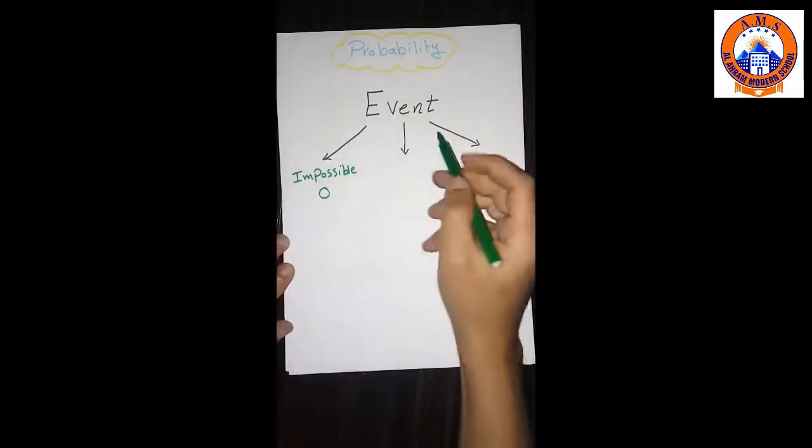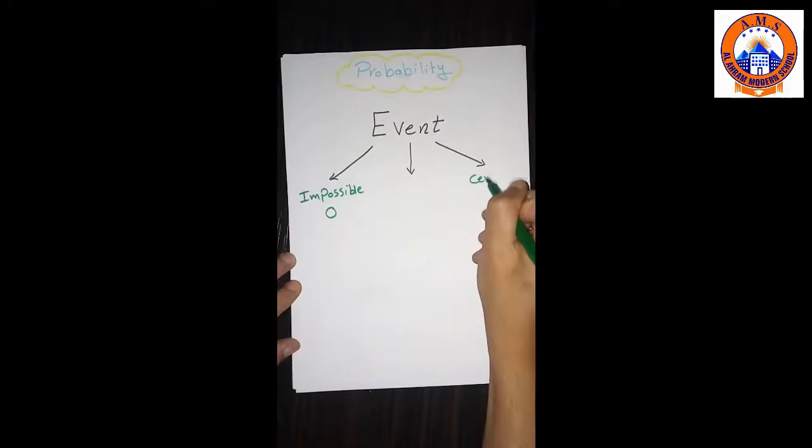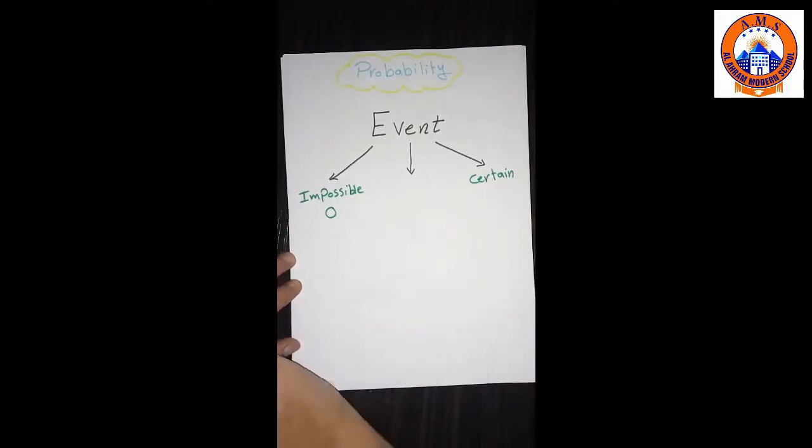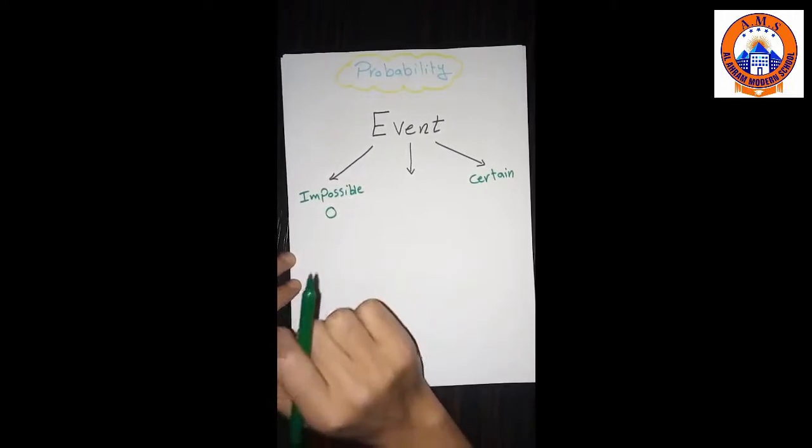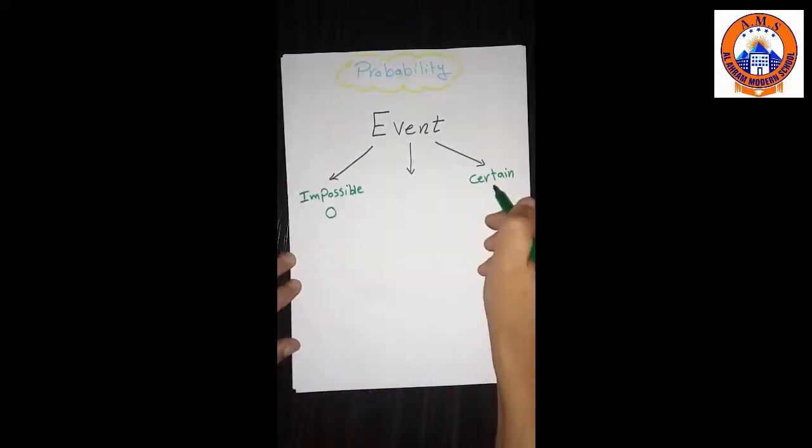And this event may be a certain event, like if I'm throwing my phone, it will be destroyed. So this is a certain event. If I'm throwing my phone very hard, it will be destroyed. So this is a certain event and its probability is equal to 1.